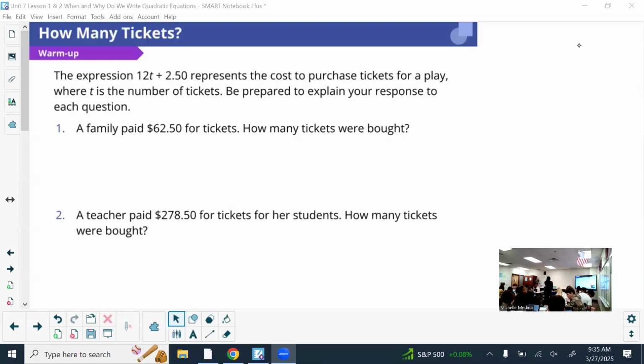Okay, so first lesson of Unit 7, the expression 12t plus 2.5 represents the cost to purchase tickets for a play, where t is the number of tickets. Be prepared to explain the response to each question. So table 1, a family paid $62.50 for tickets. How many tickets were bought?